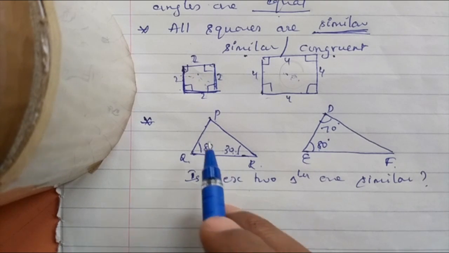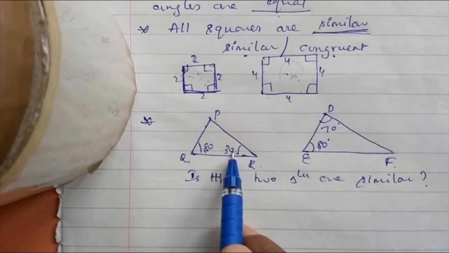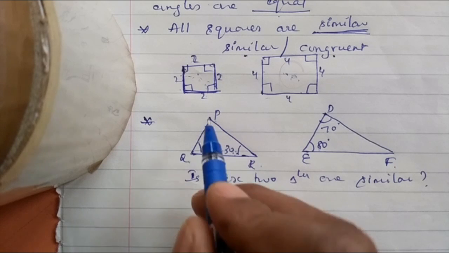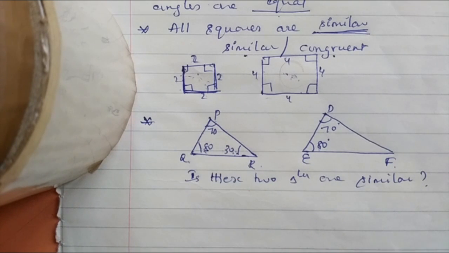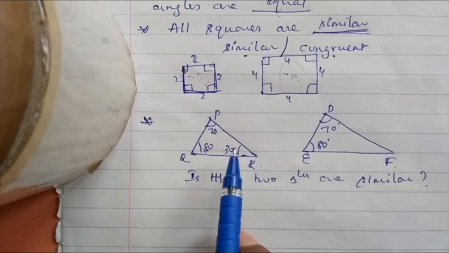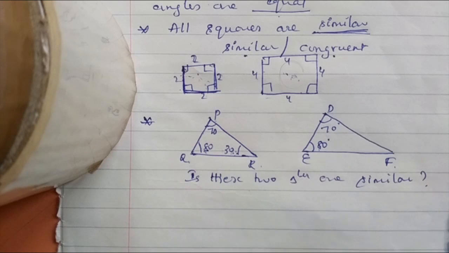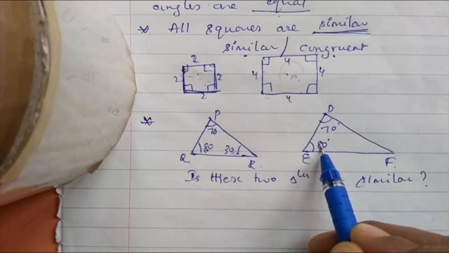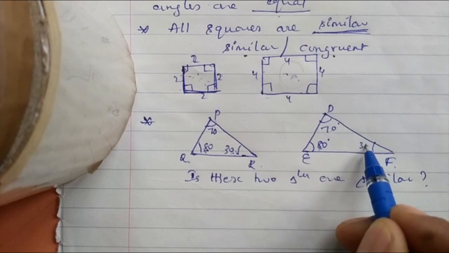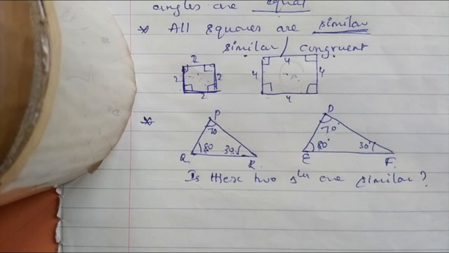How come? You know the angle sum property. Here 80 degrees, here 30 degrees, the sum is equal to 110 degrees. Then the third angle is definitely 70 degrees. You know that 80 plus 30 is 110, 110 plus 70 is 180. All the three sum to 180 degrees. Here 70 plus 80 is 150. So the third angle is definitely 30 degrees. 30, 70 and 80, all the three equal to 180.